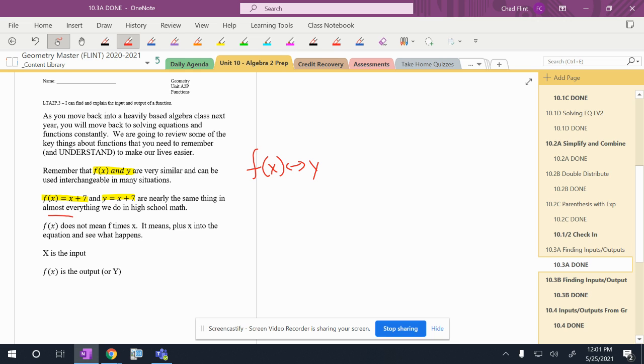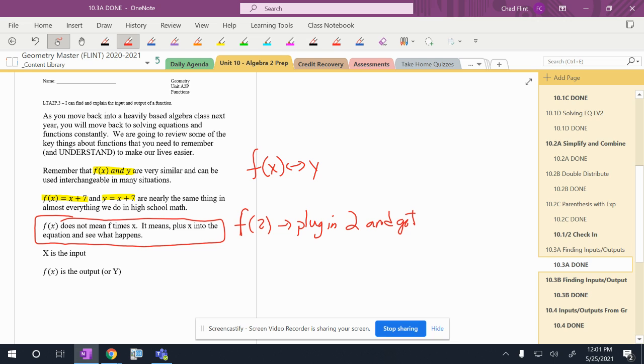One of the most important things is to remember that f of x does not mean f times x. It literally means put x into the equation and see what happens. All right, so you're going to have f of 2. That means plug in 2 and get an answer. All right, that's what it means. It doesn't mean do f times 2. There's no division or anything like that. So when you go down through and practice these, make sure that you're thinking about that when you're going down through and doing this stuff.